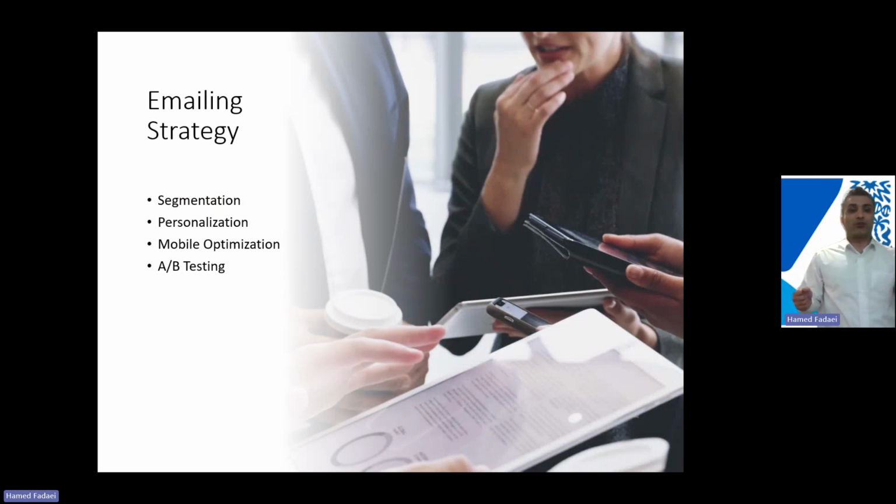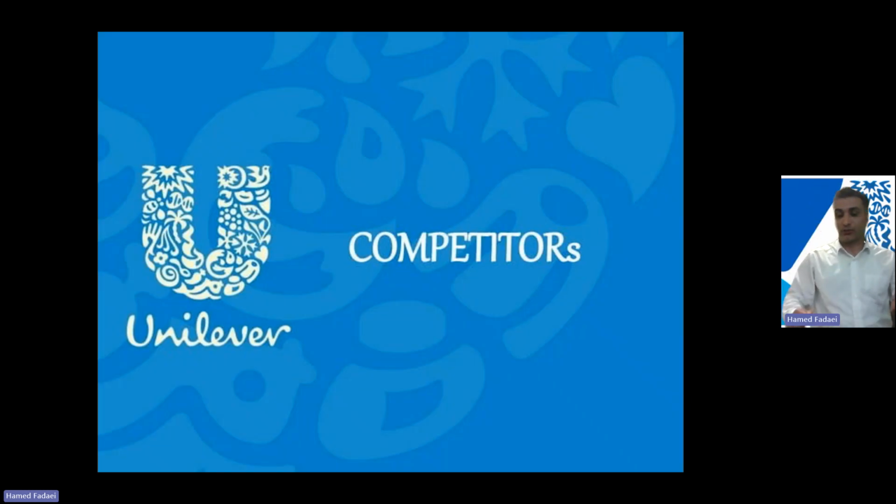And also in emailing strategies, they divide into many parts: segmentation, personalization, mobile optimization, A/B testing. Do you know the meaning of A/B testing? A/B testing is splitting the audience into many parts and evaluating which one is the best way for better performance. This is A/B testing, and you will see the competitors of Unilever here.